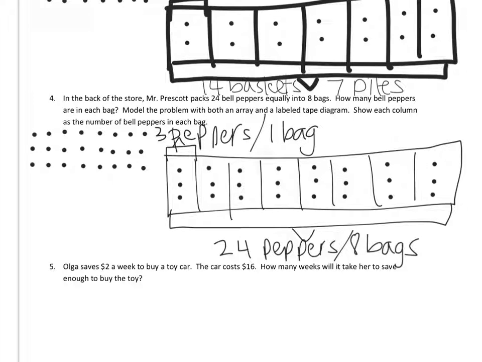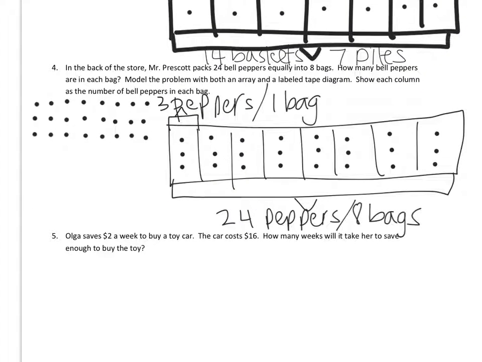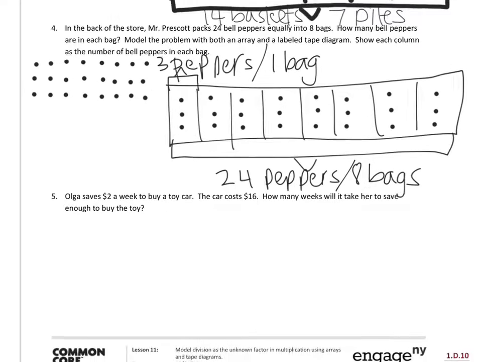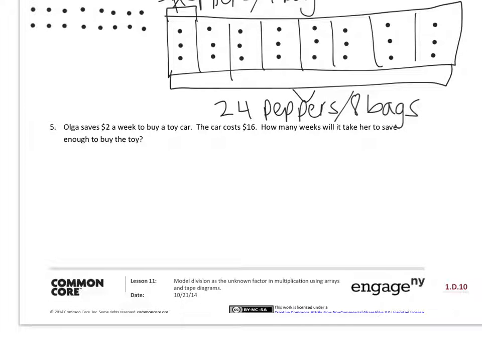How'd you do? Hopefully you did really well and you got many of the components to this array and tape diagram. Let's move on to number 5. Olga saves $2 a week to buy a toy car. The car costs $16. How many weeks will it take her to save enough to buy the toy?